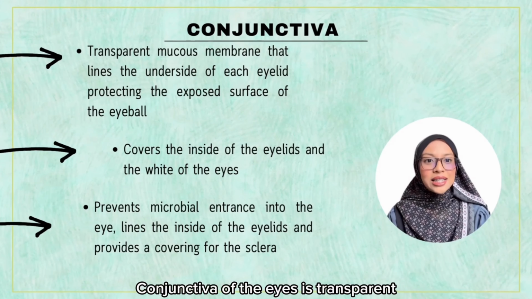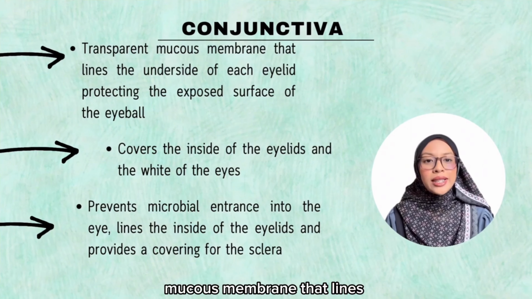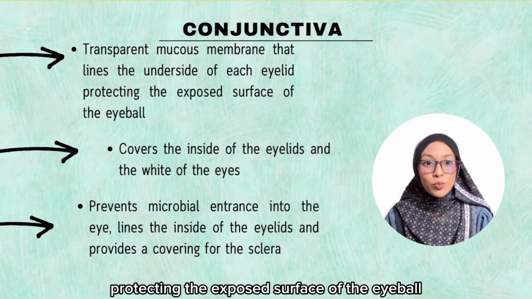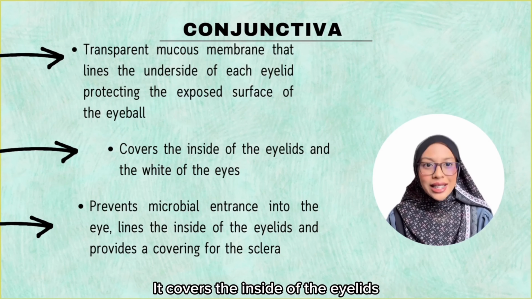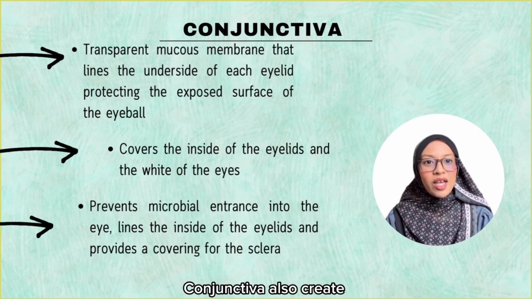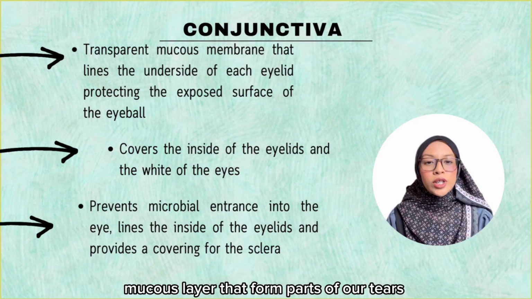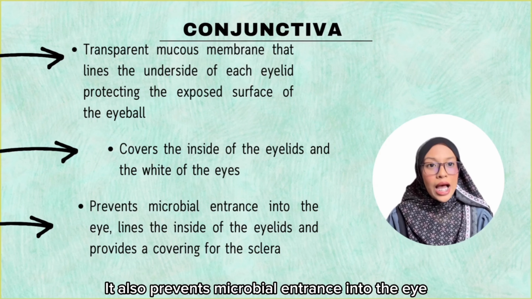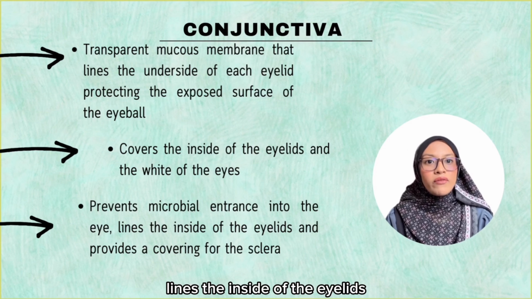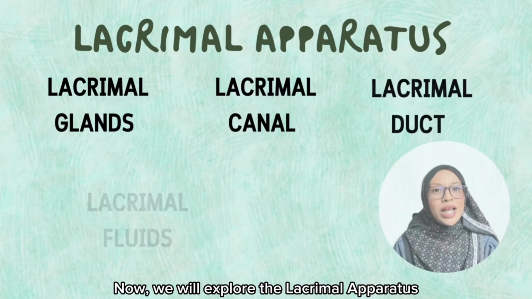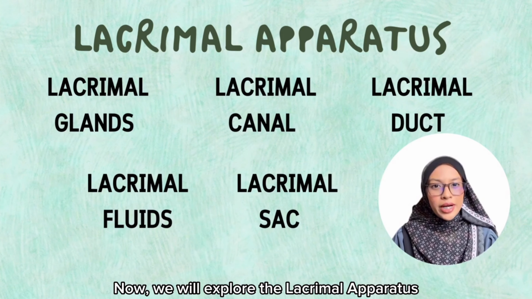The conjunctiva of the eyes is a transparent mucous membrane that lines the underside of each eyelid, protecting the exposed surface of the eyeball. It covers the inside of the eyelids and the white of the eyes. The conjunctiva also creates a mucous layer that forms part of our tears. It also prevents microbial entrance into the eyes, lines the inside of the eyelids, and provides a covering for the sclera. Now, we will explore the lacrimal apparatus.